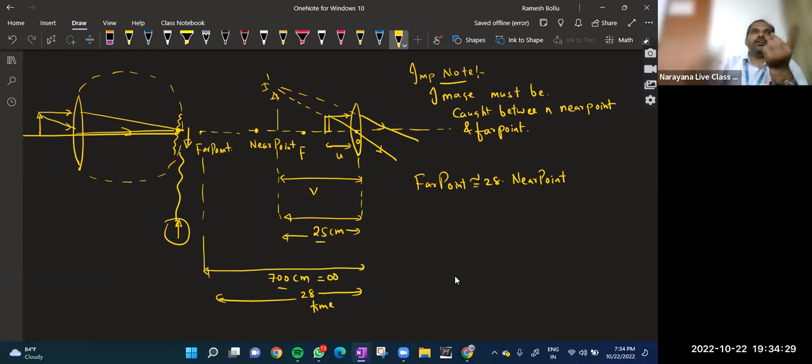So it cannot resolve the two letters properly unless the image is formed between the nearest point and the farthest point. The distance between the nearest point and the optical instrument is called what here? LDDV. What is the meaning of LDDV? Least distance of distinct vision. Distinct vision means what? A clear image will be formed at least at that distance. That's where you have to keep your book.